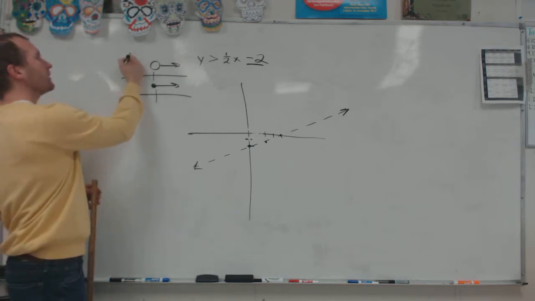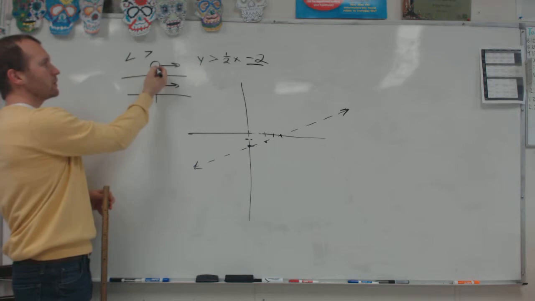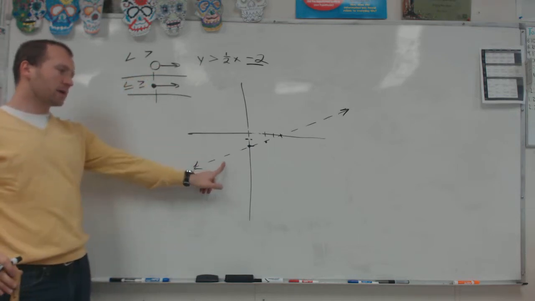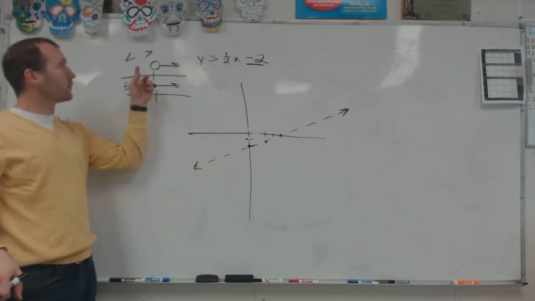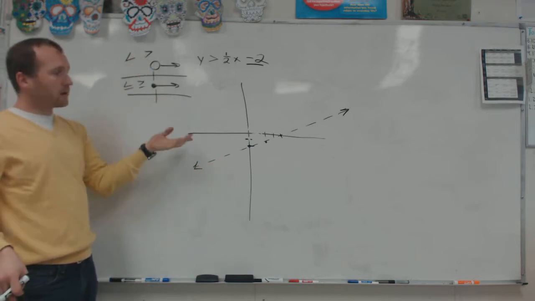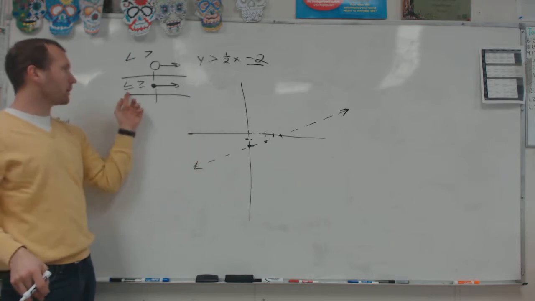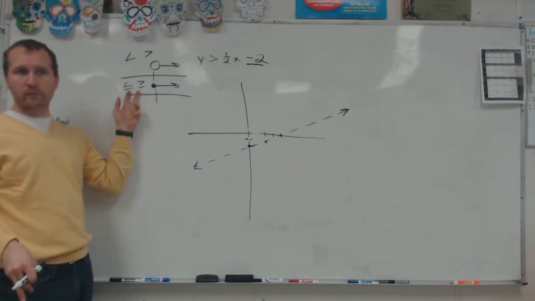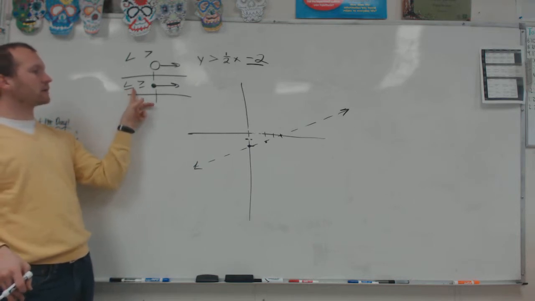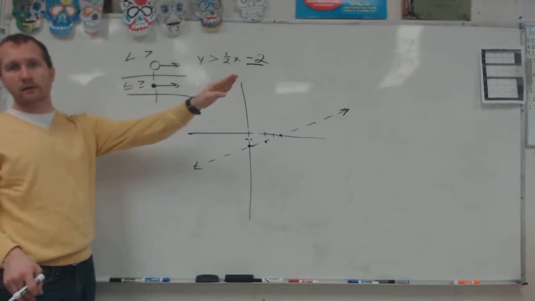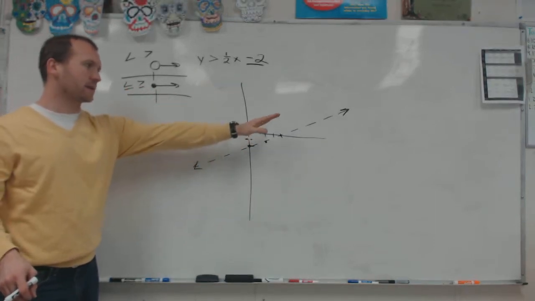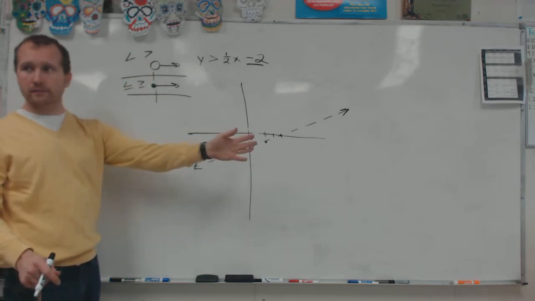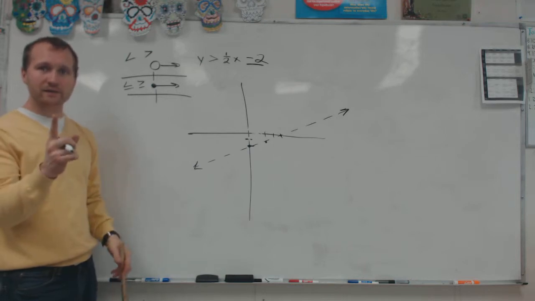When you have less than or greater than, you use the hollow dot. Less than or equal to, greater than or equal to, solid dot. We're going to use this dotted line for less than or greater than, and we're going to use just a straight line for greater than or equal to or less than or equal to. If you have this little line underneath, you make a solid line. This little guy comes and fills all these things in. When it's not equal to, you make a dotted line. And there's one extra step.